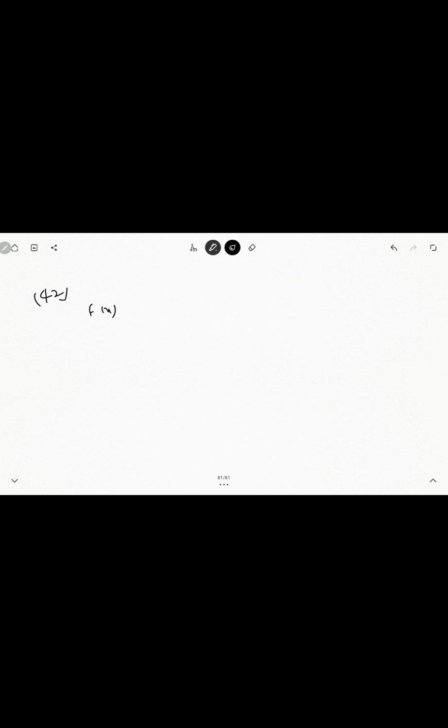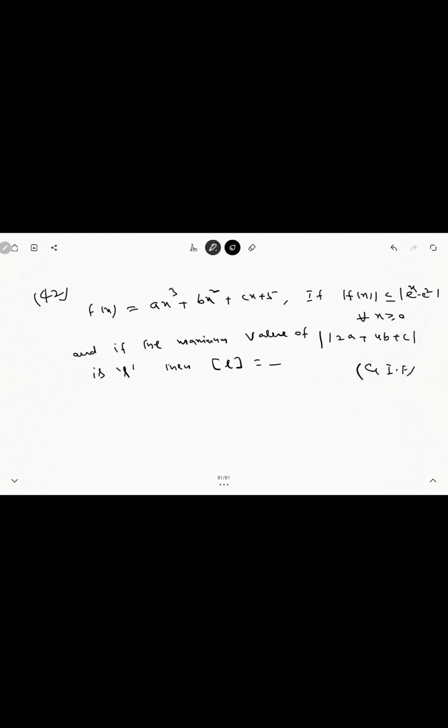f of x is equal to ax cube plus bx square plus cx plus 5. If modulus of f of x is less than or equal to modulus of e power x minus e square for all x more than or equal to 0, and if the maximum value of modulus of 12a plus 4b plus c is L, then find the integer part of L.